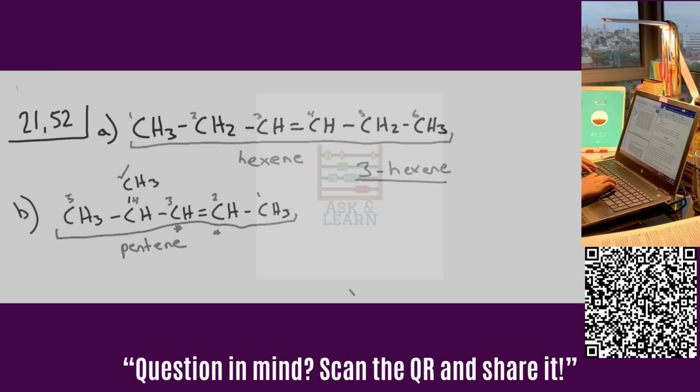So we can compile all this information. So first we write the substituents with the position. So 4-methyl. And then we write the position of the double bond, which is 2, and then the name of the chain, hexene. So the name of this molecule is 4-methyl-2-hexene.